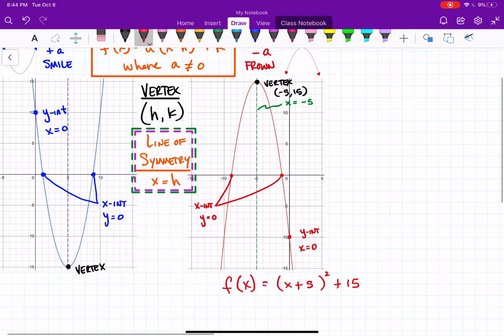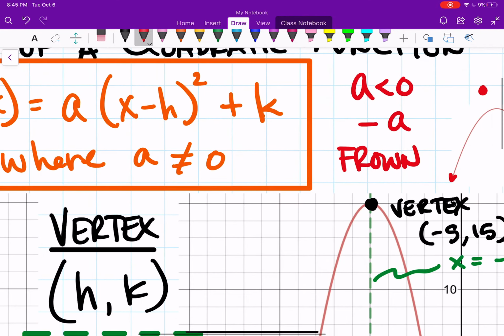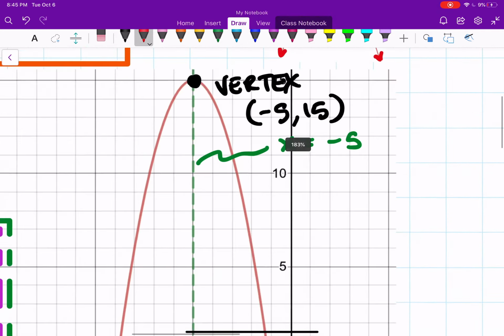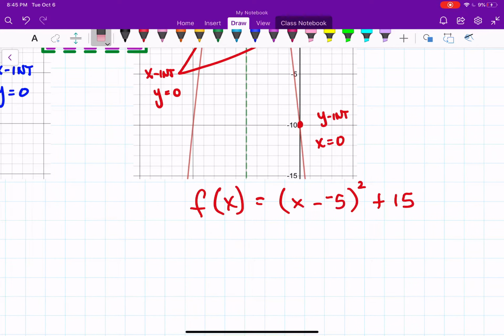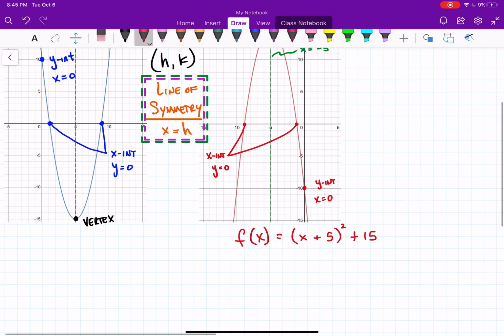And you're like, why is it plus 5? Okay, so let's take a look at that. The reason why it's plus 5 is because it is actually minus that -5, right? Because this is x minus h. So it's x minus a -5. So that's the reason why it would be x plus 5. Okay, so there's your equation.